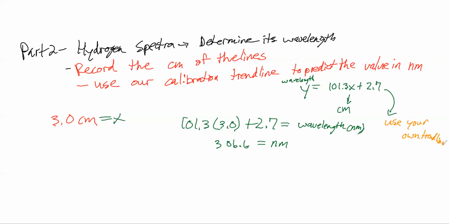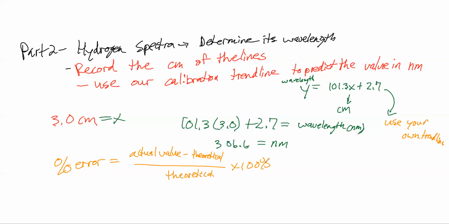And then we can try to find our percent error. So your percent error is take your actual value minus your theoretical, divide by your theoretical, times 100%. And so if you have a positive one, that means that your actual value was higher. If you have a negative one, it means it was less than. And that's how you can get your percent error.